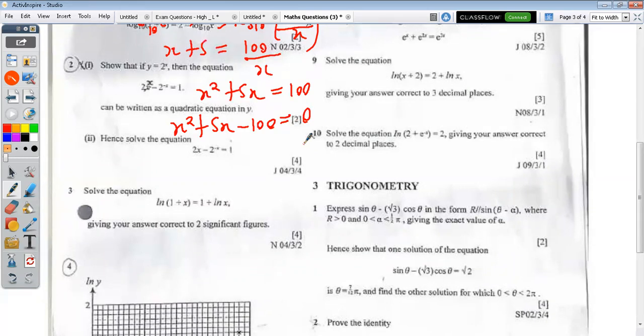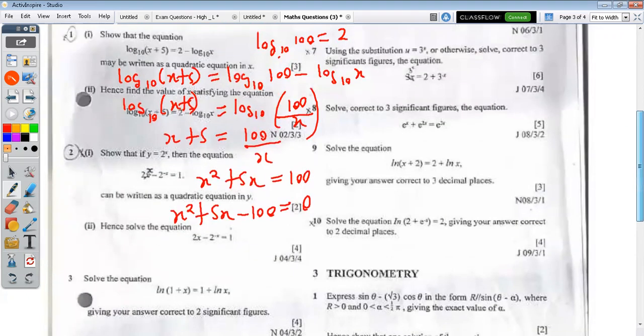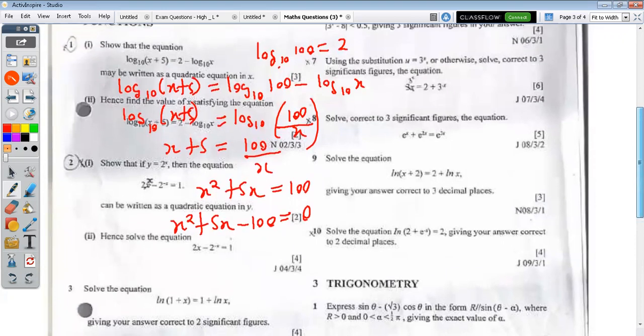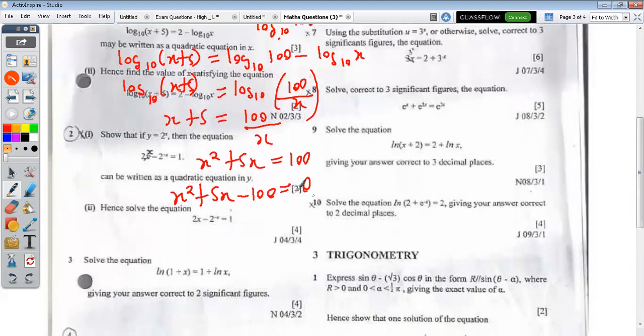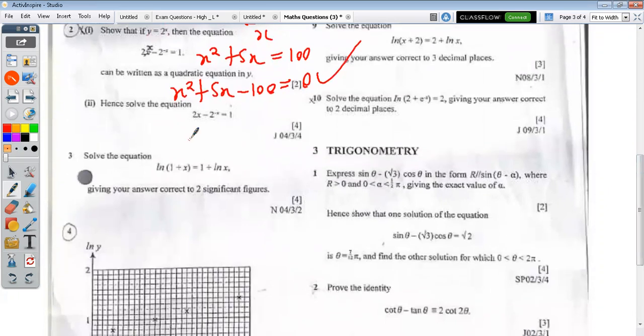So solving that, you look for factors that when you multiply, you get 100, when you subtract, you get 5. Or, let's see, I think they said to show that the expression can be written as a quadratic, and hence find the value satisfying the equation. So this is the first part, the quadratic. The second part is now to see, can we solve it?